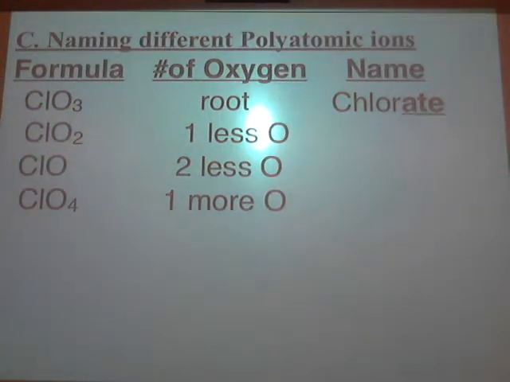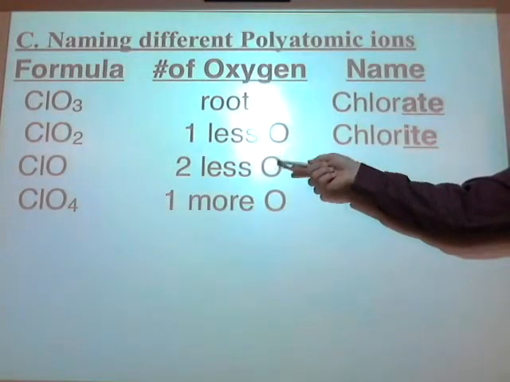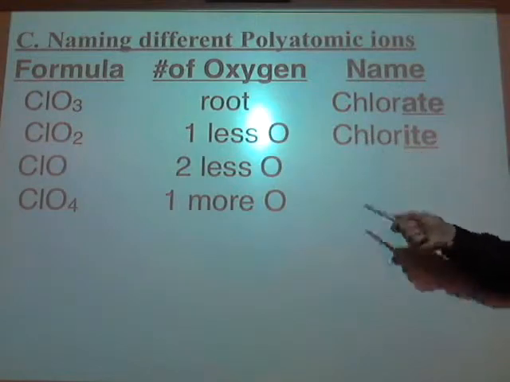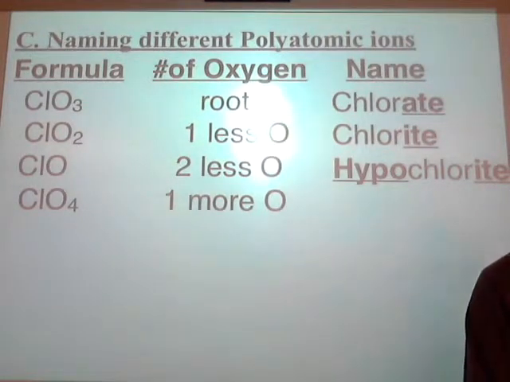Now, what would the ClO2 ion be called? It would be called chlorite. So I just changed the suffix to ite instead of ate. I'm going to go off on a little tangent for this next one. The next one has 2 fewer oxygens than the root word, 1 fewer than chlorite. It's called hypochlorite. Who can tell me why that makes sense? Who can explain how you would remember that that's hypochlorite? Have you heard the prefix hypo before?